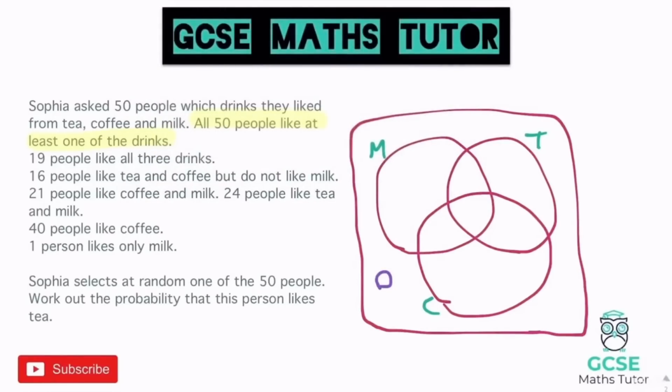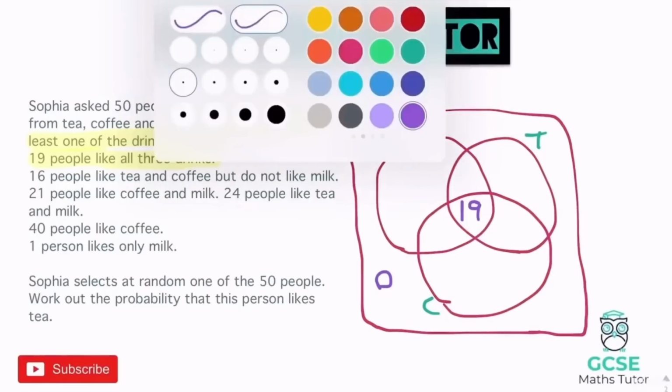Next thing we've got is 19 people like all three drinks, and that's a key piece of information because we can definitely put that in straight away. The people that like all three are right smack bang in the middle, so we've got 19 in the middle. So we've dealt with that one, and you can tick them off as you go or highlight them. So that next one says 16 people, I'm going to swap to a different colour here.